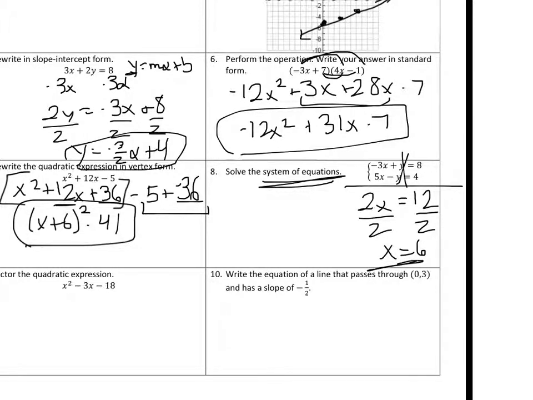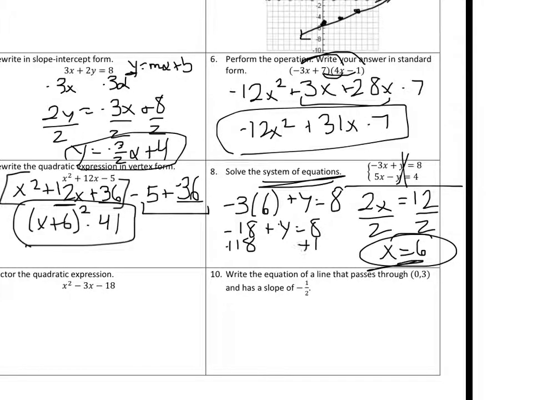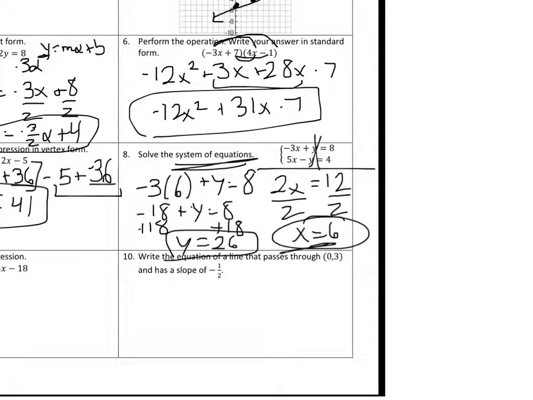So pick either line. Let's just pick the top one. I'm going to plug in the value that I have, and I'm going to solve for the missing y value. So I get negative 18 plus y equals 8. Remember that I plugged this negative 6 in for x. Now I'm going to add 18 to both sides, and I get y equals 26. So my x value is 6, my y value is 26. I want to make sure I write it as a coordinate, 6 comma 26, and there's my answer. That's where the two lines intersect.